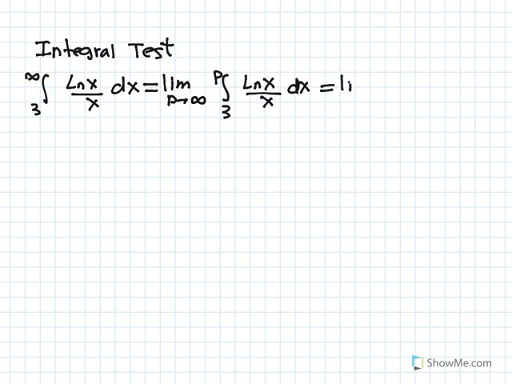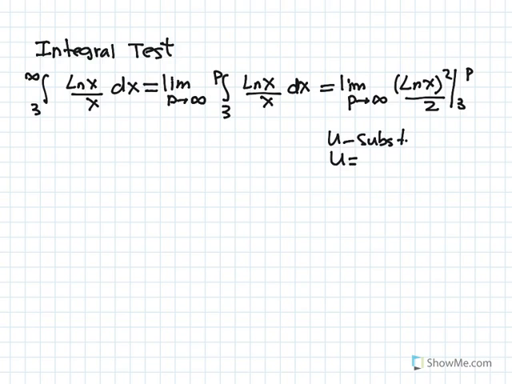This is equal to the limit as p goes to infinity. Reversing the chain rule or applying u substitution, we get log x squared divided by 2, evaluated from 3 to p. So the u substitution that we're applying, let's label it u substitution: u is equal to log x. Differentiate, du is equal to 1 over x dx.